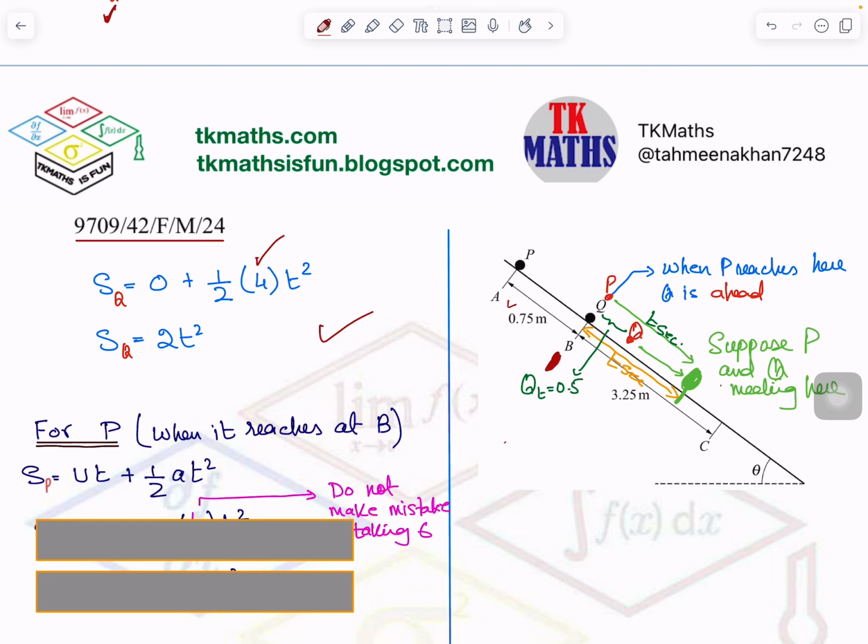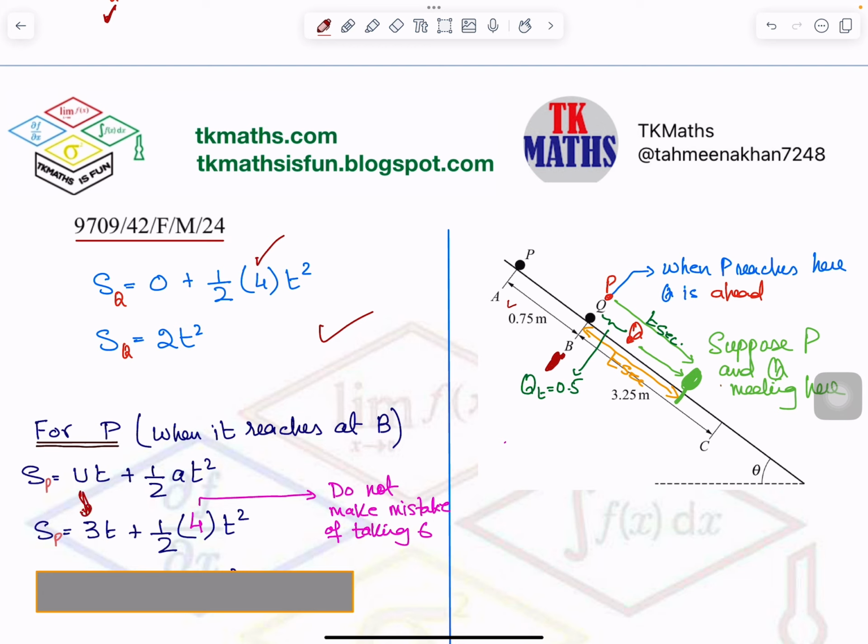We have just found in part 1 that P has velocity 3 when it was at B. So that's why I have written U equals 3 and A will be 4. Do not make a mistake of taking 6 here. Okay, 6 was a different situation in part A. So you got the equation here for P. So now you have the equation for S, equation for T.